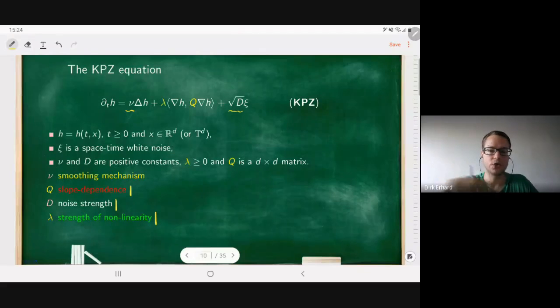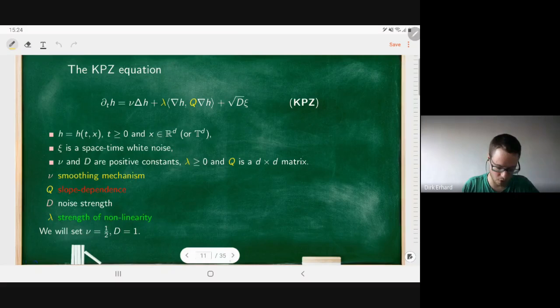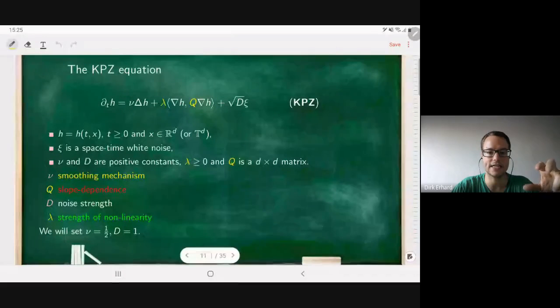So for what comes, I don't want to play with all of these parameters, so I will fix nu and d, and I only keep lambda and q. Okay, so that's what we'll do. Well, now you have an equation. So the first thing you want to do with an equation is solve it, and afterwards maybe study some properties. Unfortunately, one of the big problems is that it's not immediately clear what it means or how you can solve this equation.